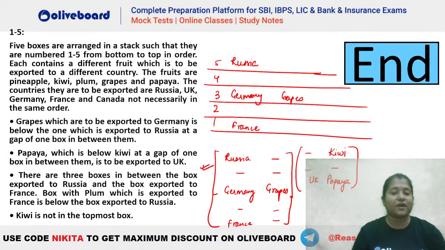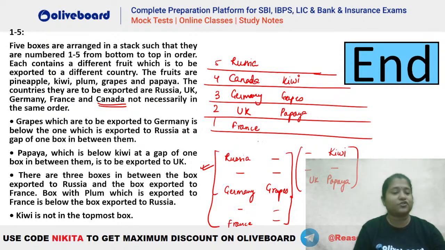Okay, now you have to place your kiwi, papaya in UK. Kiwi cannot be the topmost box, that is already given, right? So that means kiwi has to be this one only. So this will be your kiwi and this will be your papaya, and papaya is from UK. So this is the kind of situation. Now, which is the only one which is remaining? You can see Canada is the only country. So this will be Canada here.